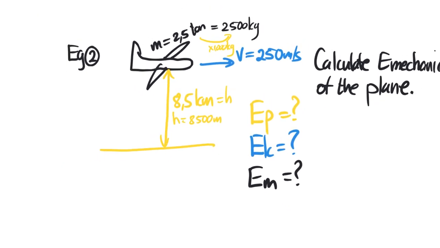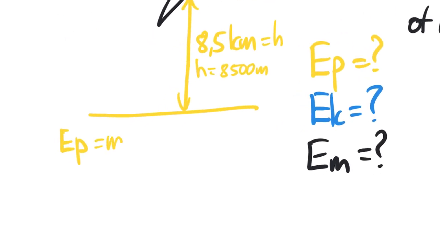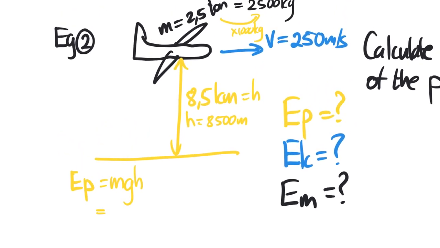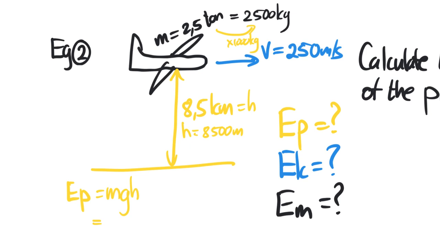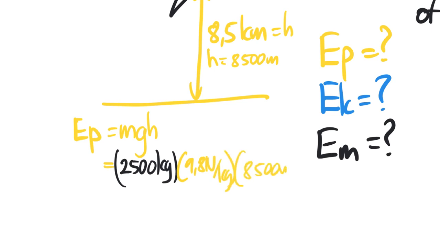So now we're going to work out the potential energy. The potential energy is going to be mass times gravity times h. The mass, we worked it out to be 2,500 kilograms. We are flying near to the surface of the Earth, so g is going to be 9.8 newtons per kilogram, and the height is going to be 8,500 meters above ground level.